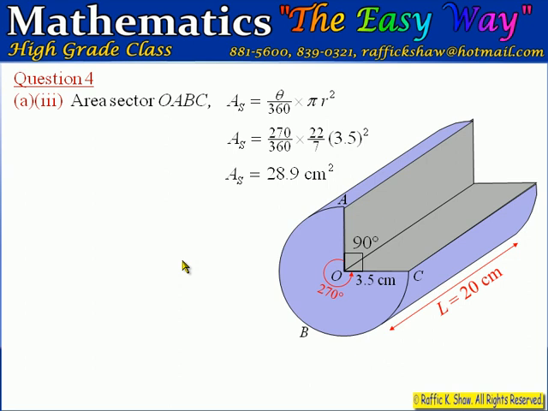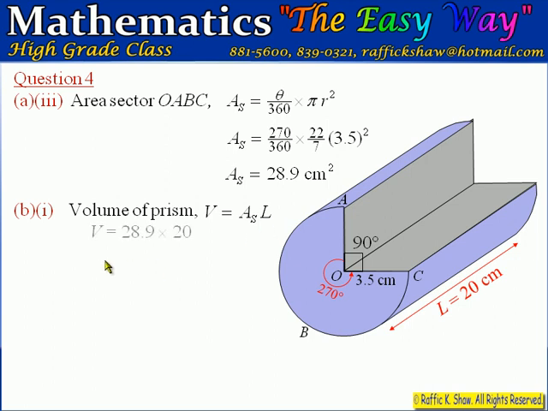Let's look now at part B. Part B is asking us for the volume of the prism, after telling us that the length of the prism is 20 centimeters. The volume of an object with uniform cross section, in this case the sector at the end here, is given by the area of the uniform cross section multiplied by the length. So the volume of the prism V is the area of the uniform cross section multiplied by the length of the prism.